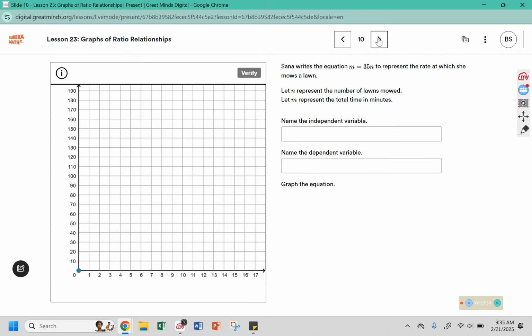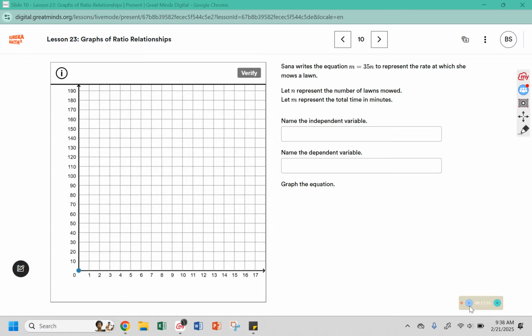Sana writes the equation M equals 35N to represent the rate at which she mows lawns. Let N represent the number of lawns mowed and M represent the total time in minutes. Name the independent variable and name the dependent variable.